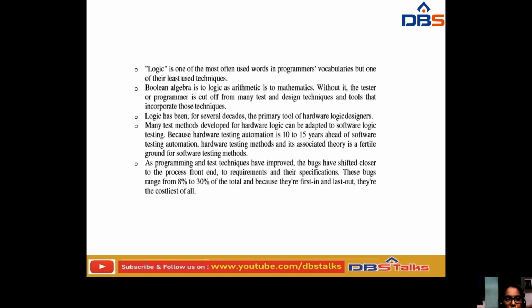As the programming and test techniques have improved, the bugs have shifted closer to the process front end, to the requirements and the specifications. These bugs range from 8% to 30% of the total, and because they are first in and last out, they are very costly. It is going to be used by all the fertile ground software testing methods.